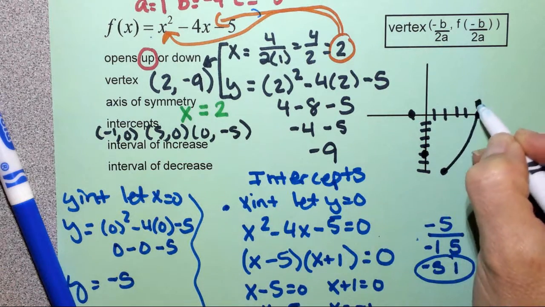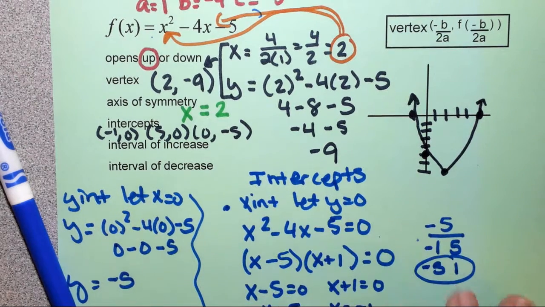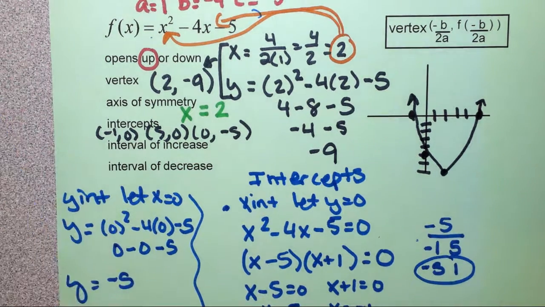Okay, and now I can go ahead and draw up my parabola. Hopefully yours looks better than mine. And the last thing we have to do is do the intervals of increase and decrease again. Remember a second ago, I reminded you that intervals are your x values.